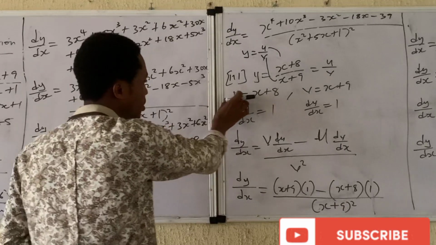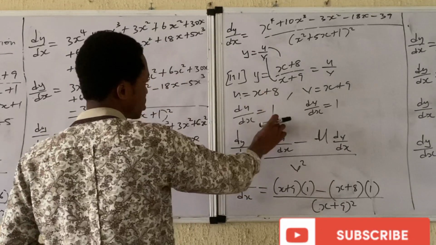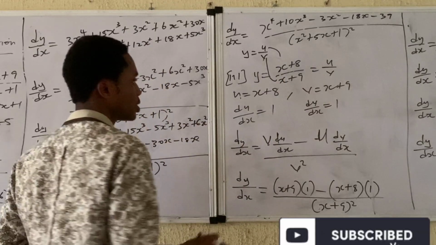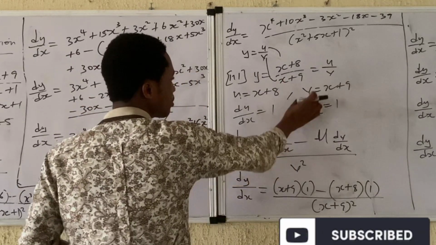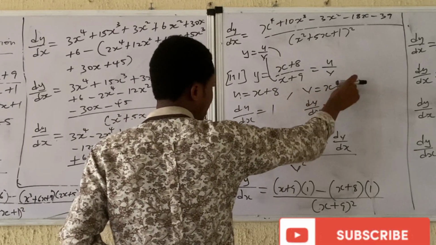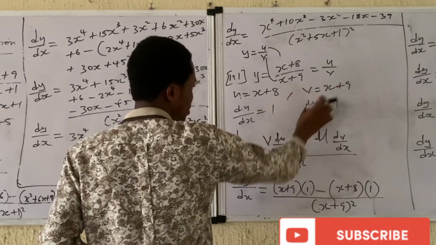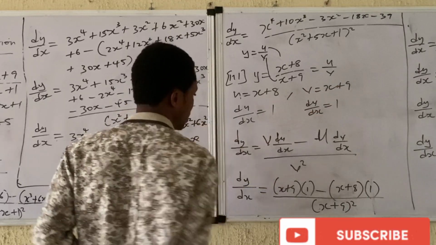Differentiating this one with respect to x. So du/dx gives us 1. Differentiating x will give us 1, while the 8 is 0. This constant is always 0. Now the v perspective, x plus 9, differentiating v with respect to x will give us dv/dx all over 1 as well.